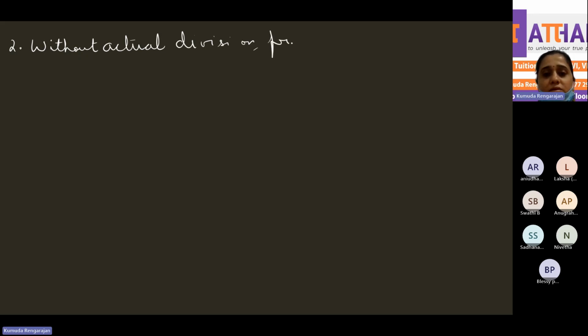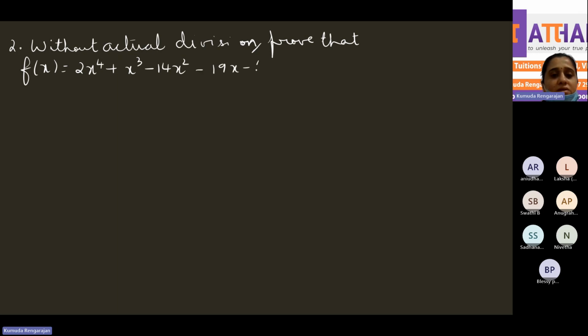Without actual division, prove that f of x, 2x to the power 4 plus x cubed minus 14x squared minus 19x minus 6, is divisible by g of x, 2x squared minus 5x minus 3.